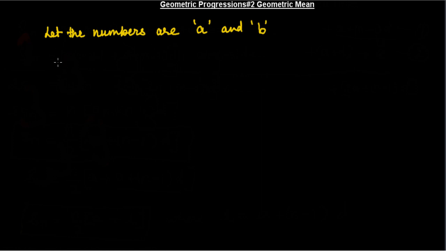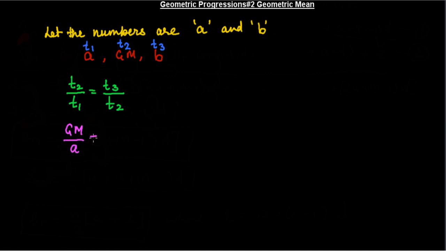So we see here A, comma, geometric mean, then B. By the definition of geometric progression, the first term T1 is A, T2 is GM, the geometric mean, and T3 is B. So by the definition of geometric mean, we know that T2 upon T1 is equal to T3 upon T2. Here T2 is GM, T1 is A, and T3 is B.